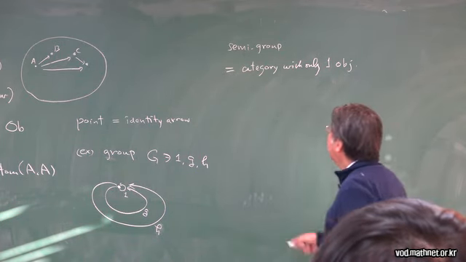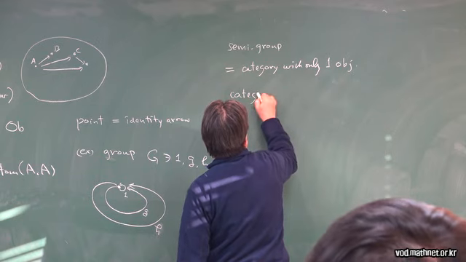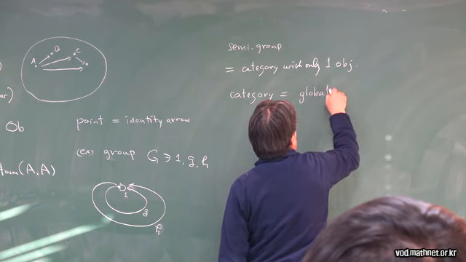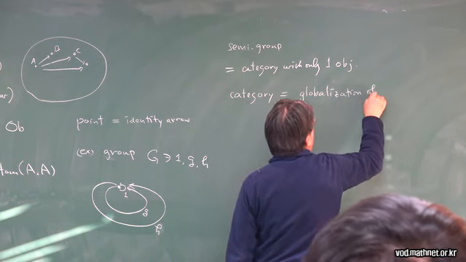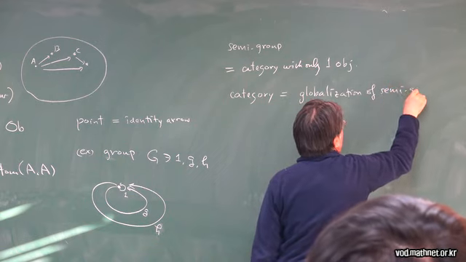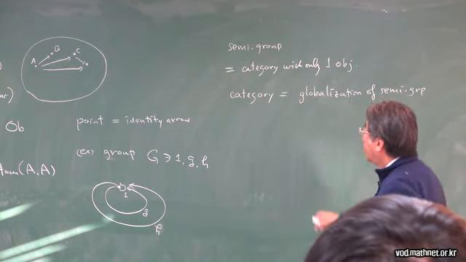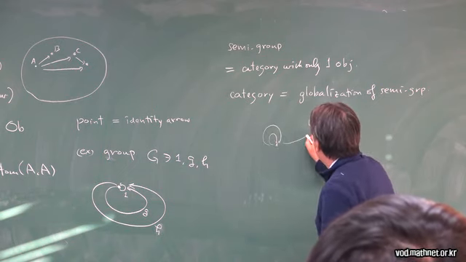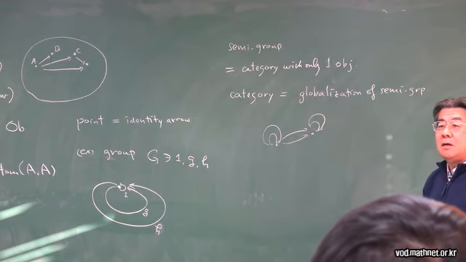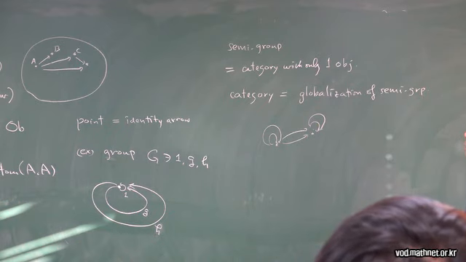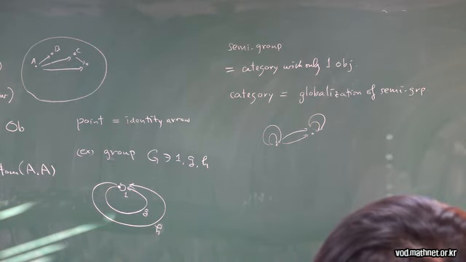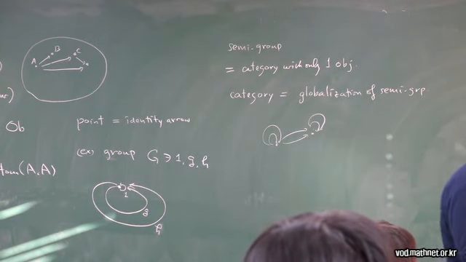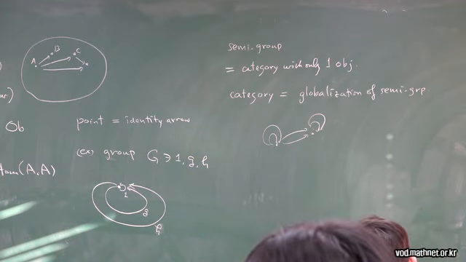So in this sense, a category is the globalization of a semigroup. There are many points, and each point is a semigroup, and also they are connected by arrows. This is what a category is, and we want to investigate the structure of such things.